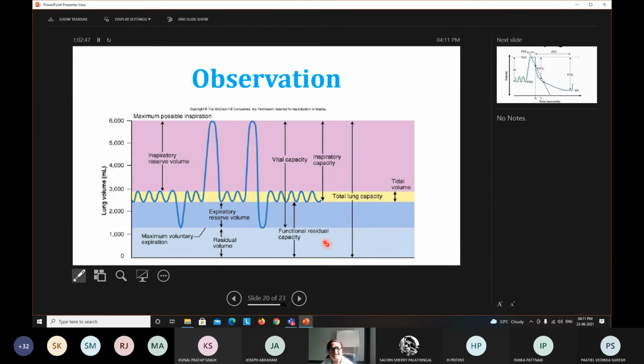Functional residual capacity is ERV plus RV. That will not be able to be calculated, and total lung capacity also cannot be calculated in this particular experiment. This kind of recording is done at slow speed, when the drum is moving at a speed of 2 millimeter per second.